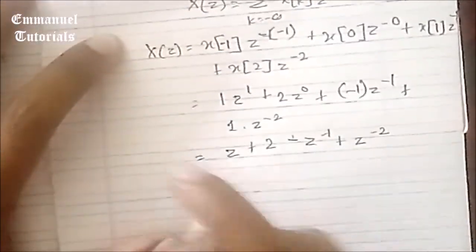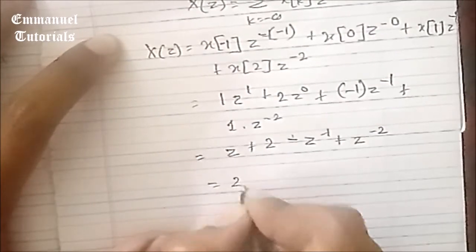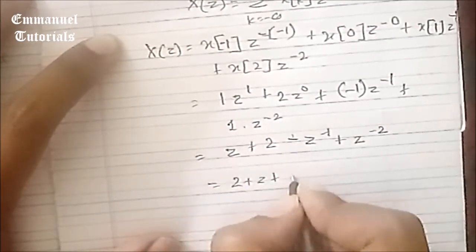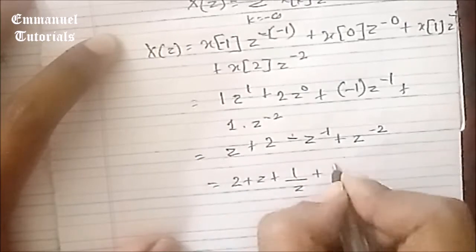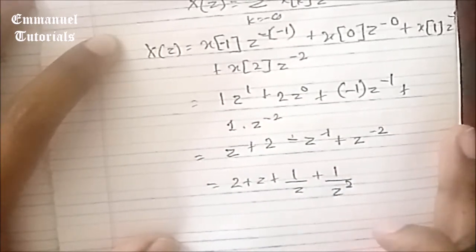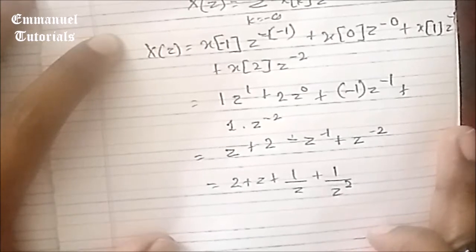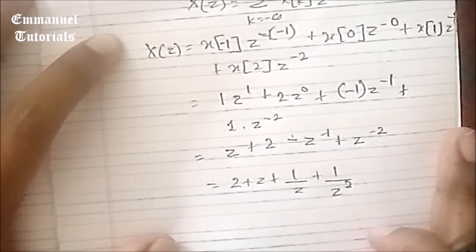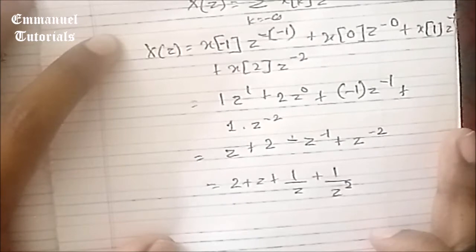You can also write this as 2 plus z plus 1 by z plus 1 by z square. So this is the answer for this example. This was the simple example in Z transform. Hope you understood the way we have solved it.